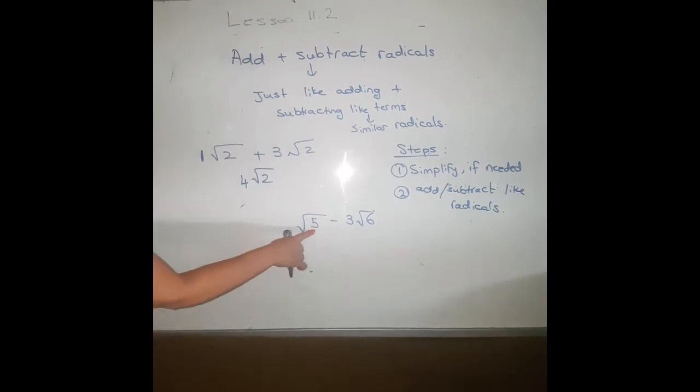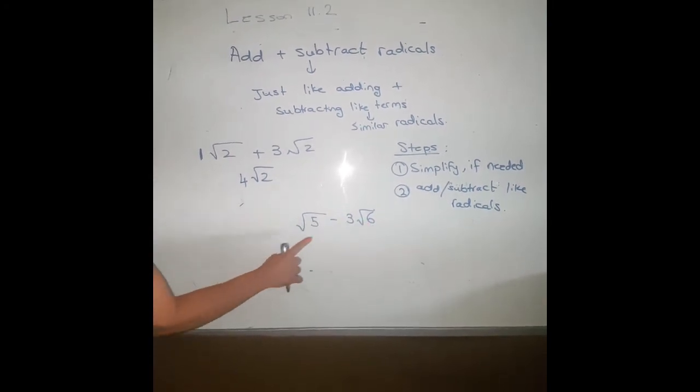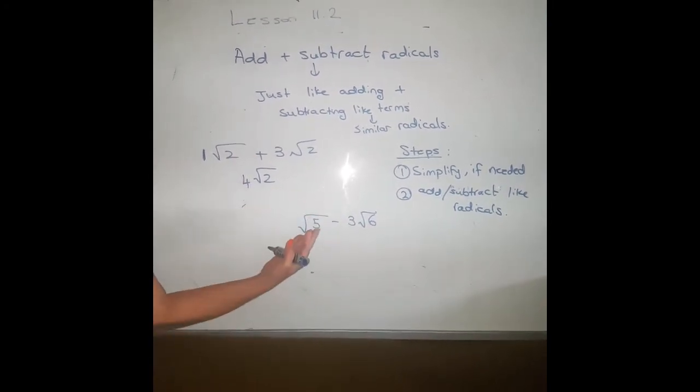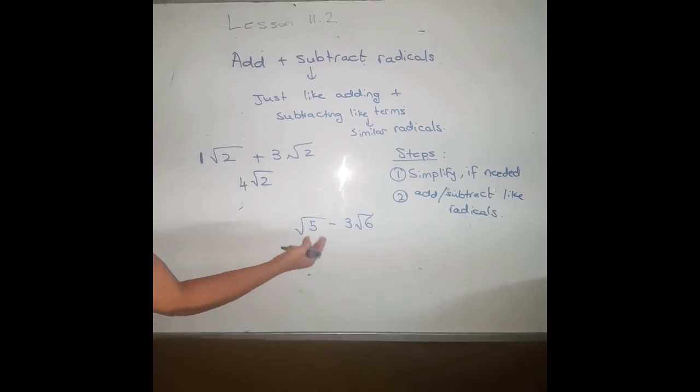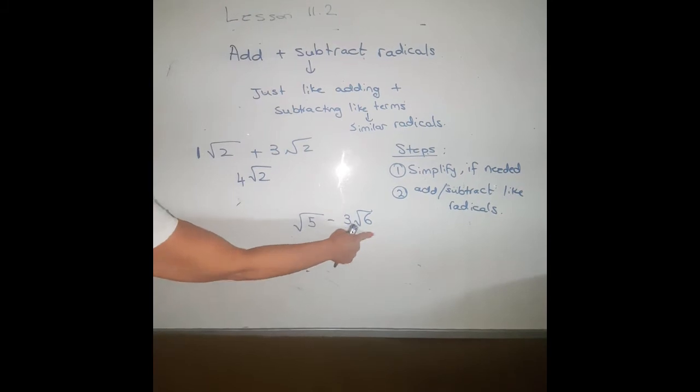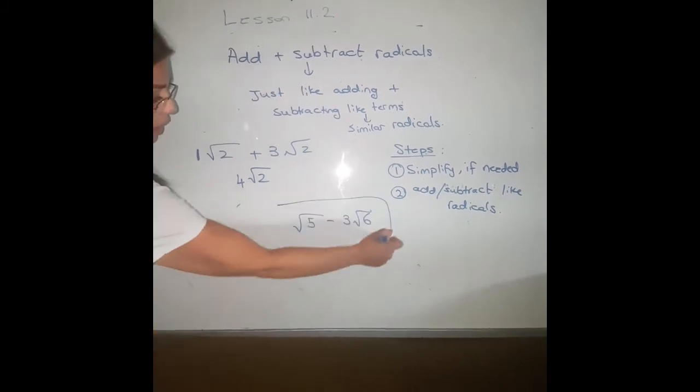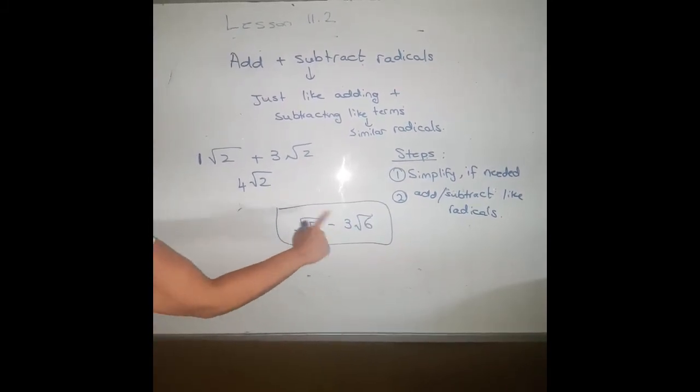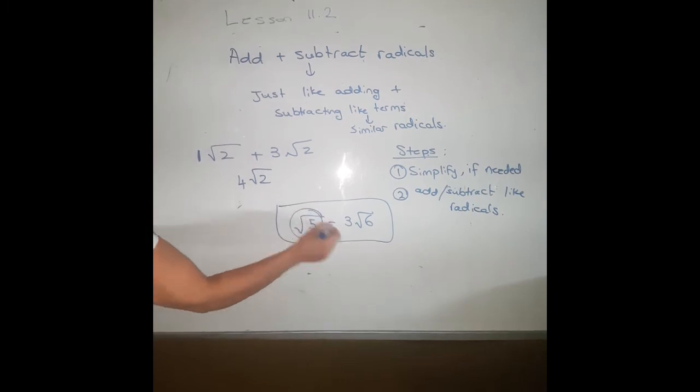And look at this, radical 5 minus 3 radical 6. Can you simplify radical 5? You can't, because 5 is 5 times 1. Radical 6, can you simplify? You can't, because it's 2 times 3. So this is my final answer. I cannot add or subtract them because they are not alike.